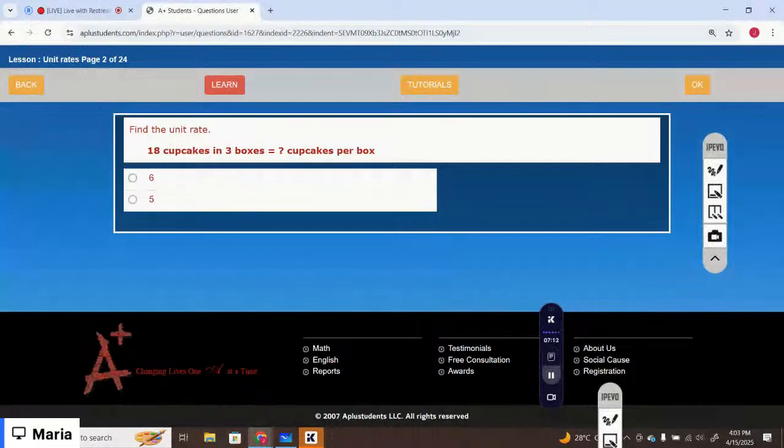Find the unit rate, 18 cupcakes in 3 boxes. So how many cupcakes per box? So 18 divided by 3 is 6. That is 6 cupcakes per box. The correct option is 6. Option number 1 is the correct option.